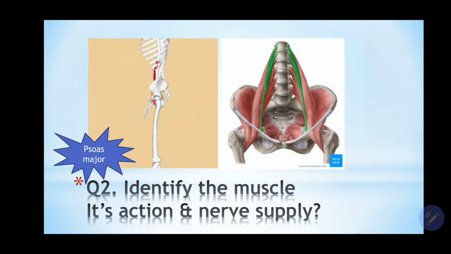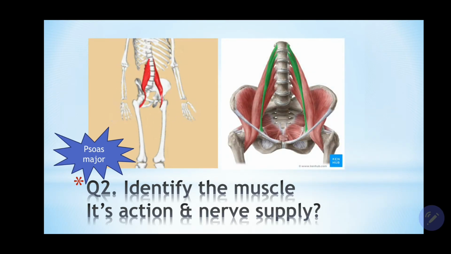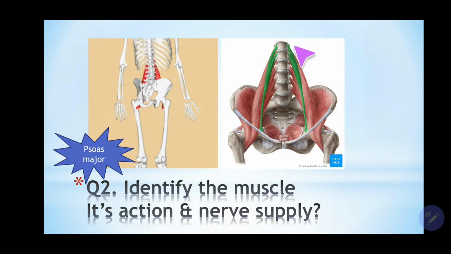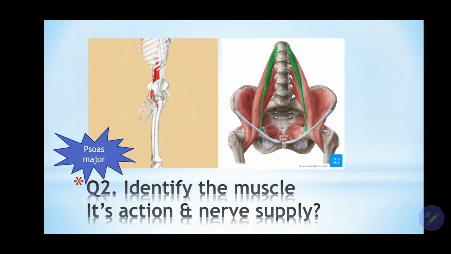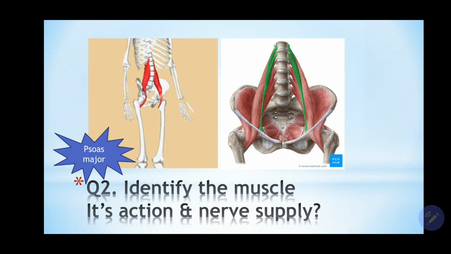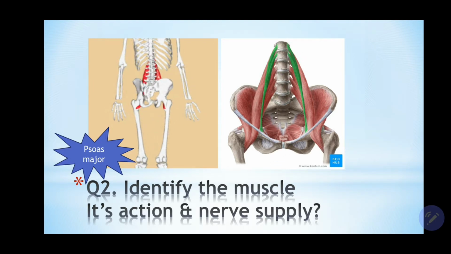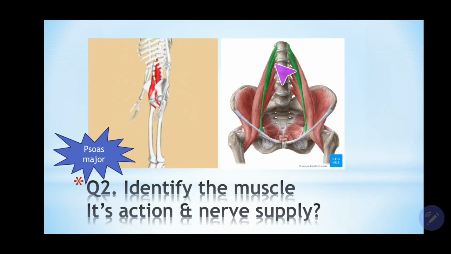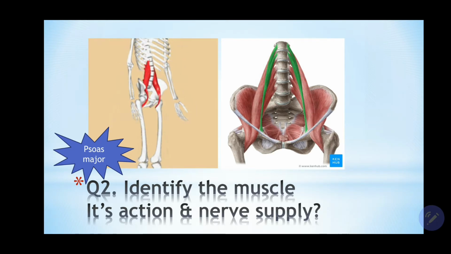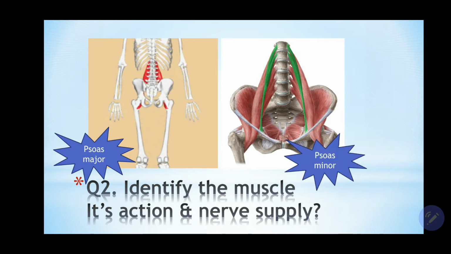Now there is another muscle you are seeing in green color here. Which muscle is this? Obviously you must have got to know, but let me tell you, this muscle is not always present. This is an occasional muscle. So which muscle is this? This is psoas minor.